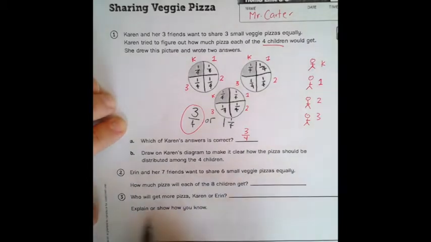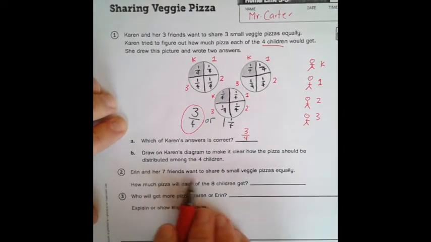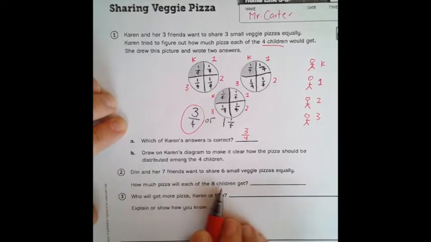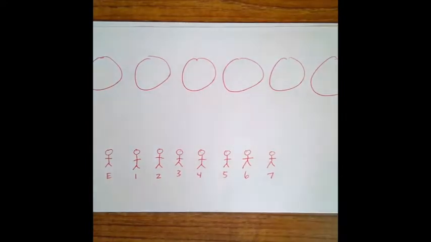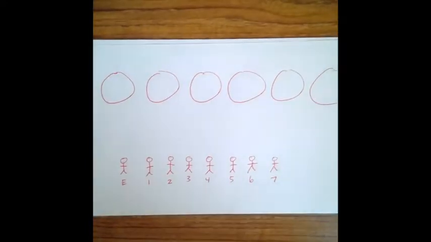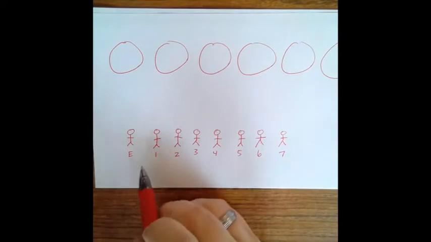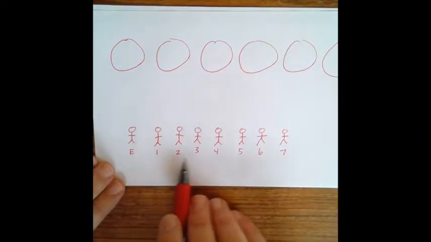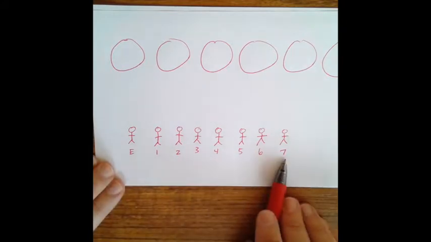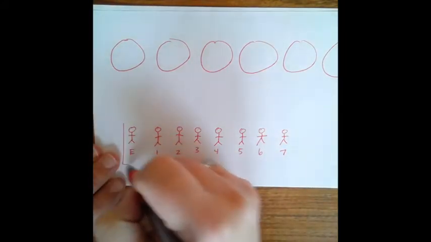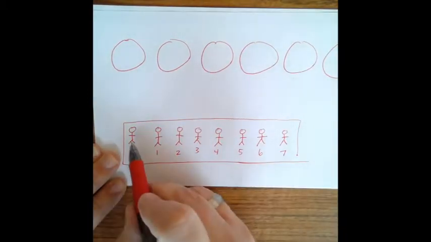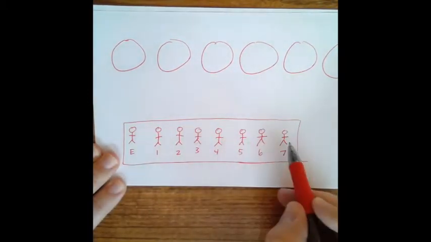Question two. Erin and her seven friends want to share six small veggie pizzas equally. How much pizza will each of the eight children get? So I started a drawing here. So we have Erin and her seven friends, friend one, two, three, four, five, six, and friend seven, which if we count all our people, we have eight people. 1, 2, 3, 4, 5, 6, 7, 8.